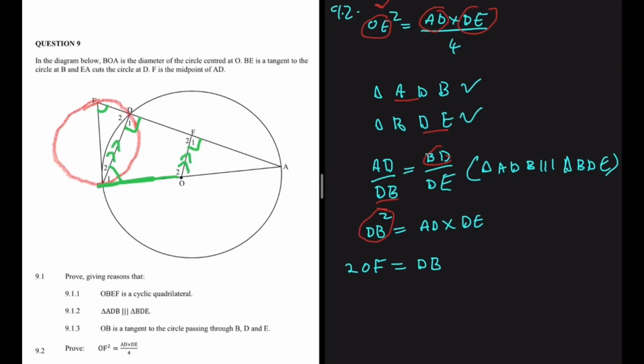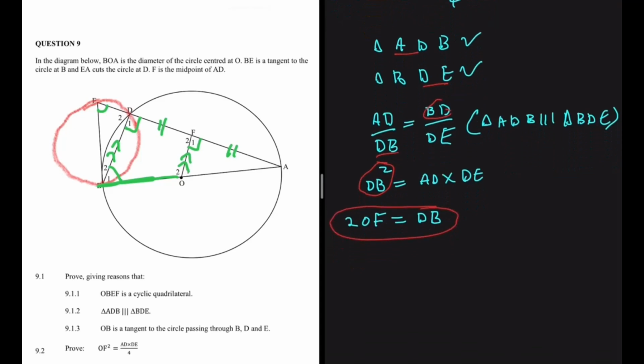But because F is the midpoint of AD, then we have AF being equal to FD. If AF is equal to FD, then OF should be half of DB. So that is why here I'm saying that 2OF is equal to DB, right?